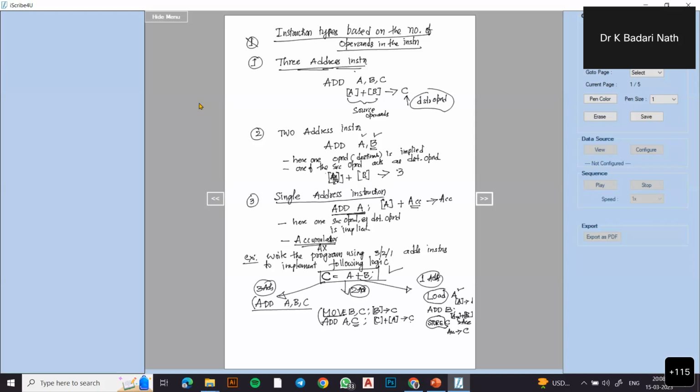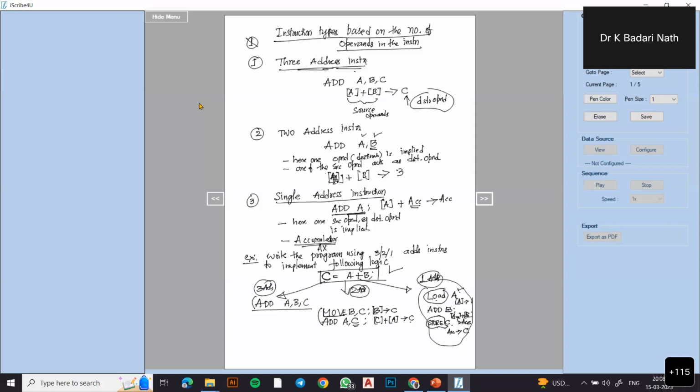So summarizing for a one address instruction, first we got one of the numbers into the accumulator. Then we added the number present in the B register to the accumulator. Then the answer in the accumulator is stored back into the C register. Look at how many instructions are required. There are 3 instructions required.